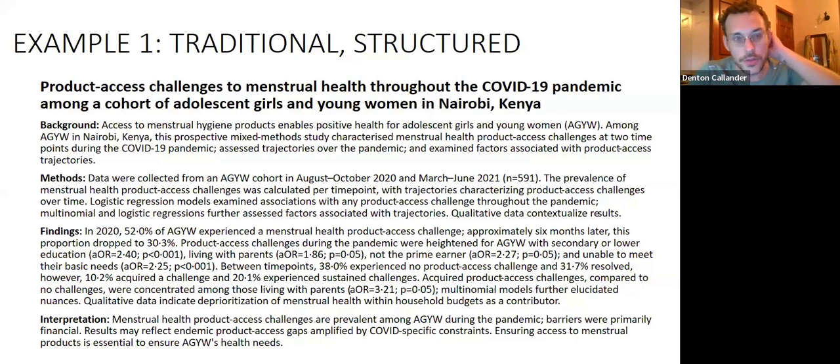Moving on to the methods section. Again, they've used maybe 3 or 4 sentences here, not a lot of space, but they've captured a lot of the key details: where the data came from, when they were collected, the variables that they examined, in this case the prevalence of menstrual health product access, and how the variables were calculated. In this case, it's at each time point.